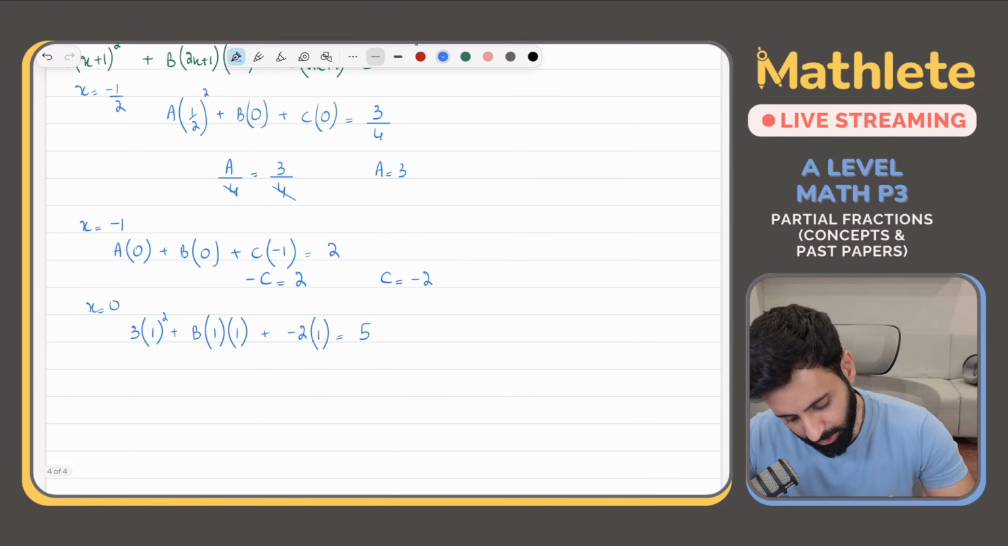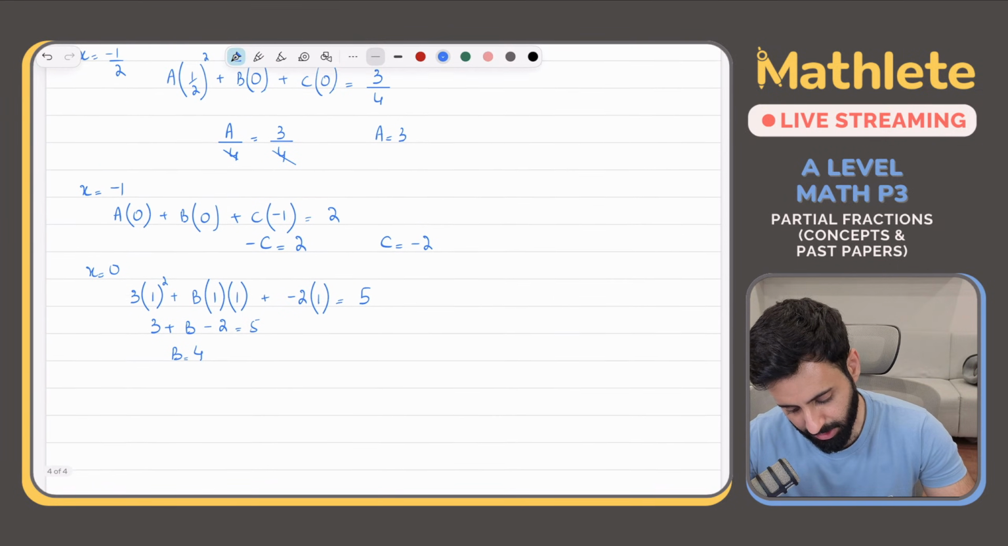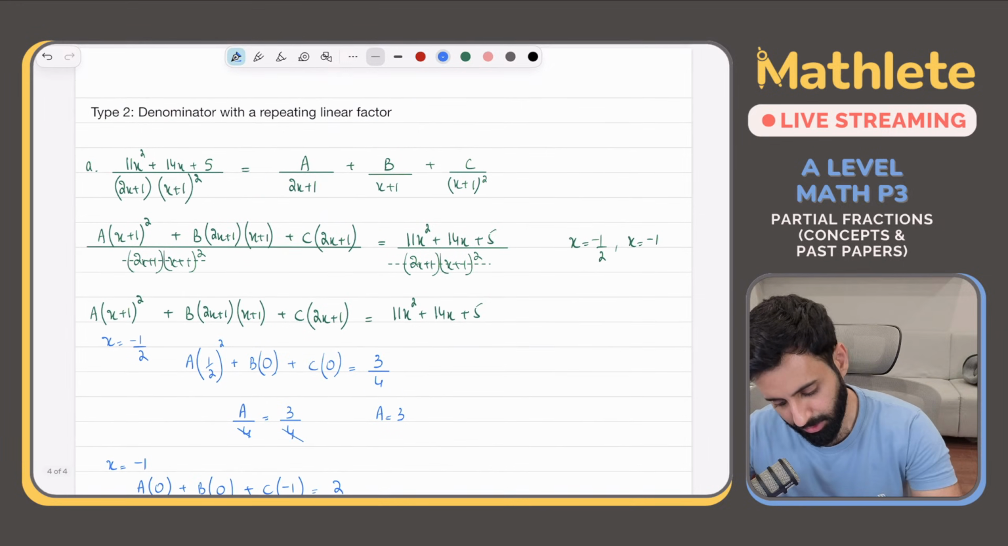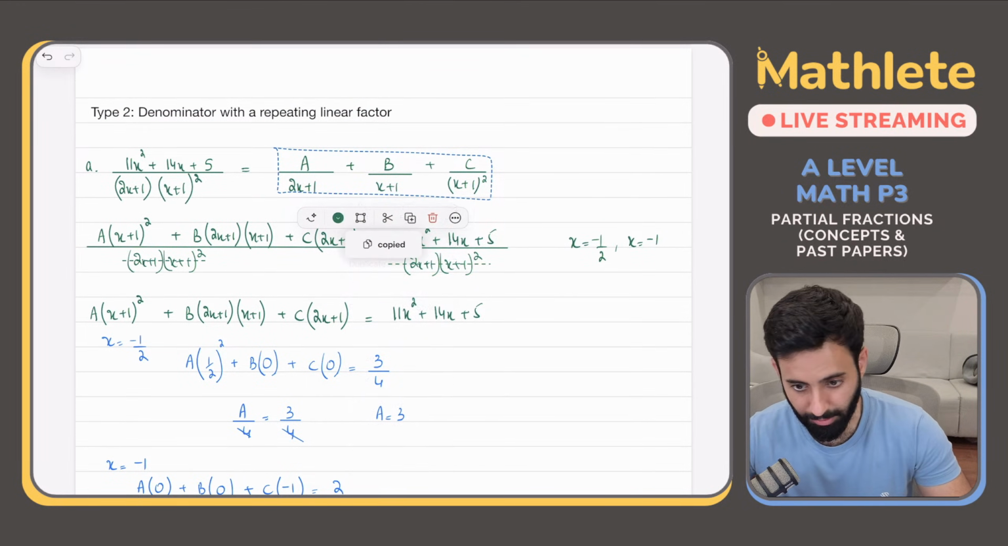So here's what we get. We get 3 plus B minus 2 equals 5. So that means B is equal to 5 plus 2, 7. 7 minus 3, that's equal to 4. And now we can rewrite it as a partial fraction, with the values that we have found.